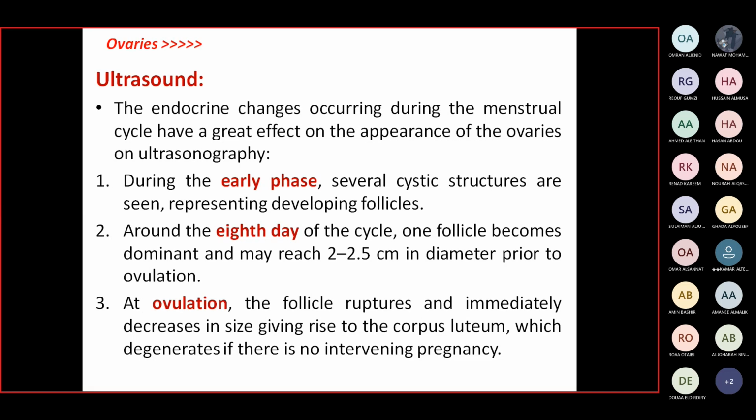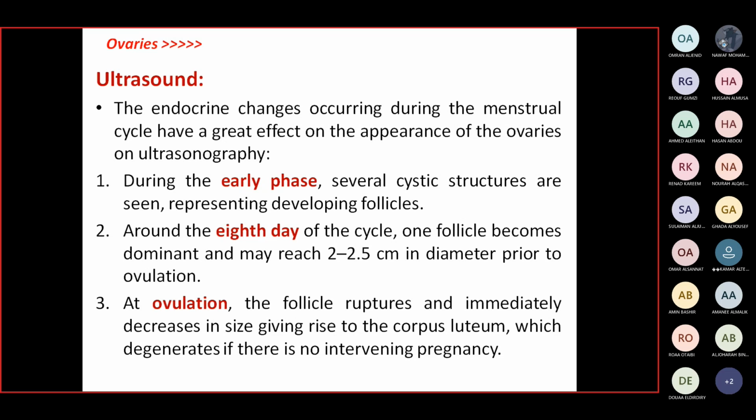Now, on ultrasound, there are many appearances of the ovaries according to the hormonal effect. The shape of the ovary depends on the phase of the cycle. During the early phase, many cystic structures can be seen. These represent the follicles. So in the early phase on ultrasound, we see the ovary containing cystic lesions, which we call follicles.